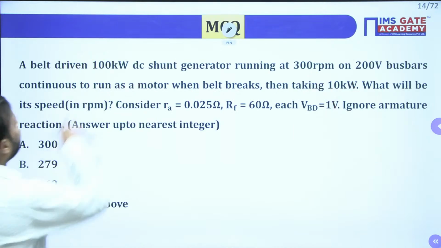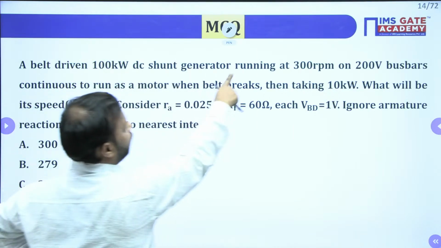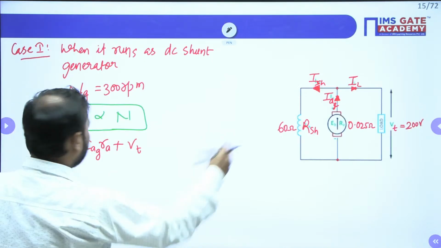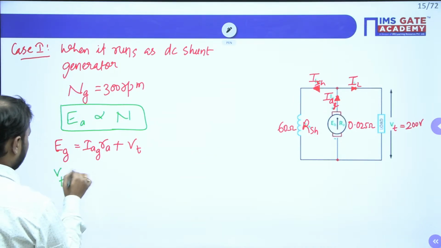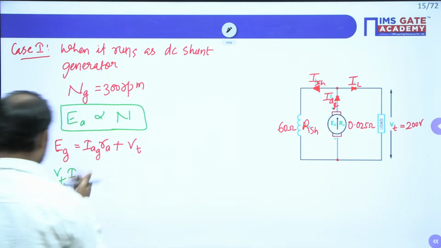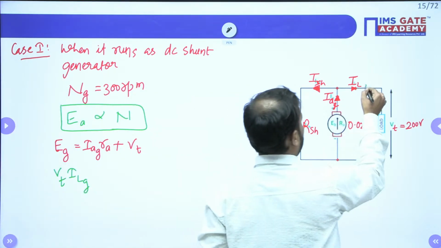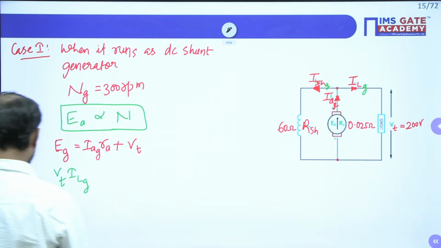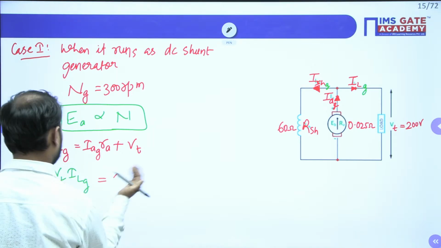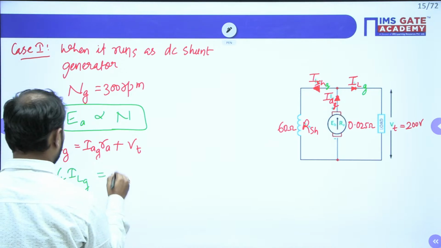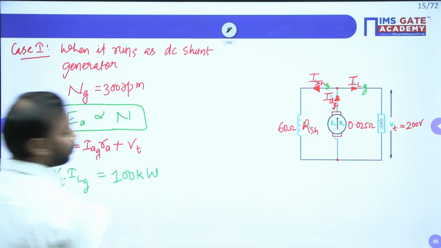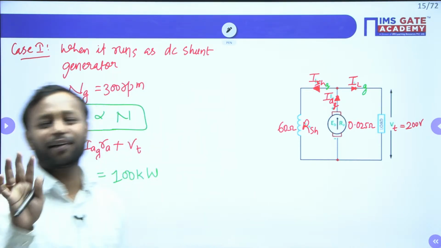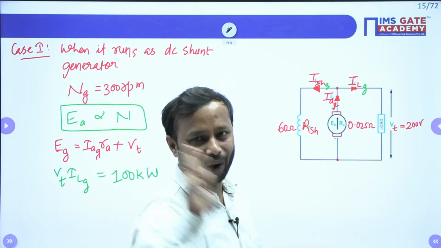Now, for this we have data: belt driven, 100 kilowatt, a generator running at 300 RPM. So this is electrical power. So can I say VT into ILG, or let me write ISHG also, is equal to 100 kilowatt. Guys, please do not multiply with a factor of 3 or root 3. This is a DC machine. We don't have a concept of per phase value here. All right, am I clear?